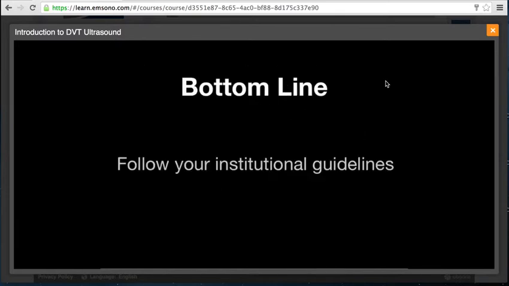Bottom line is you want to follow your institutional guidelines. If you're at a center that treats isolated calf DVTs, then you really should be imaging the calf veins. If you're at a center that does not treat isolated calf DVTs and you're just scanning from the common femoral vein through the popliteal vein, you still have to remember that about 20 to 30% of isolated calf DVTs will propagate proximally. So it's important in the medium to high risk patient that you have them rescanned 72 to 96 hours later if their first proximal DVT scan was negative.